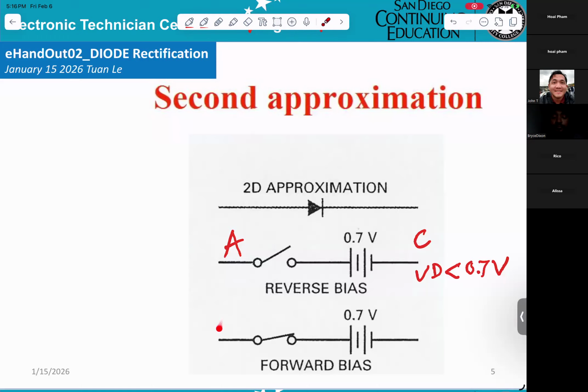And now, when they close, they're telling you VD is greater than 0.7 volt. So that will be telling you one thing: you get a diode.